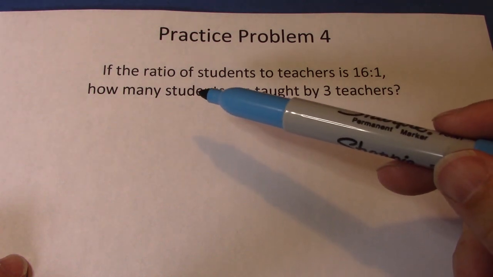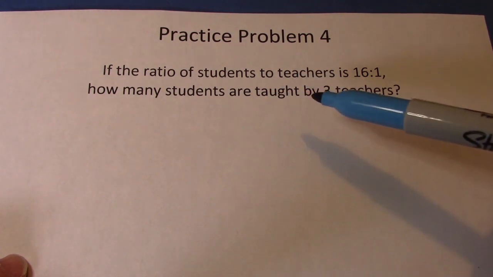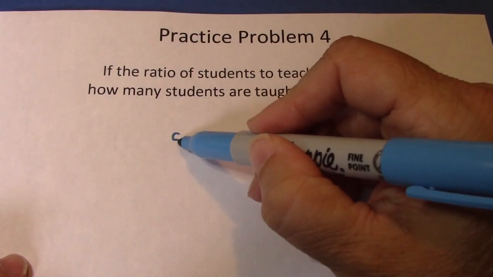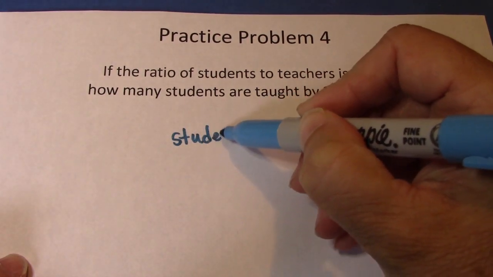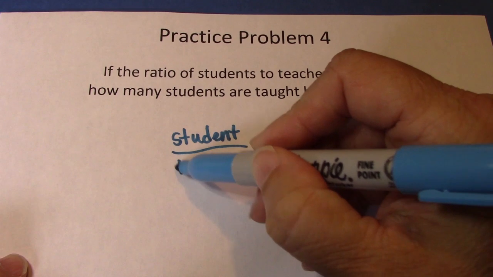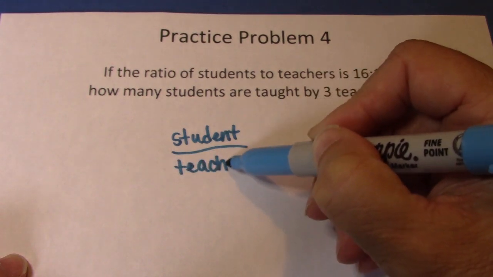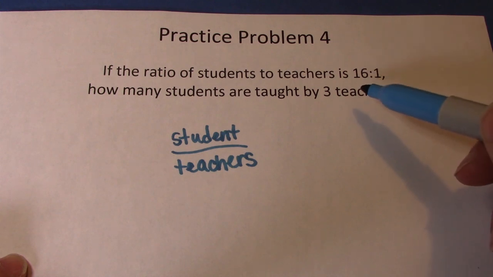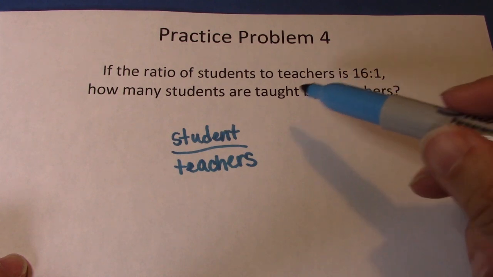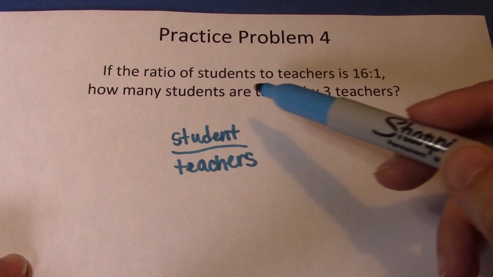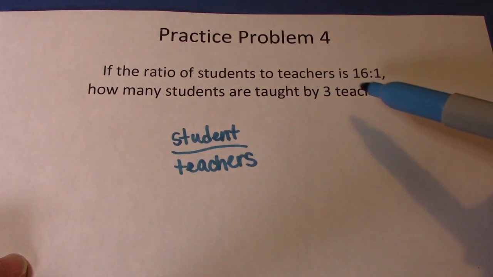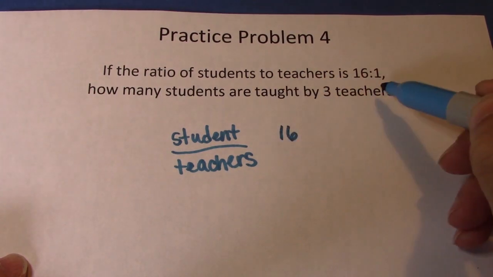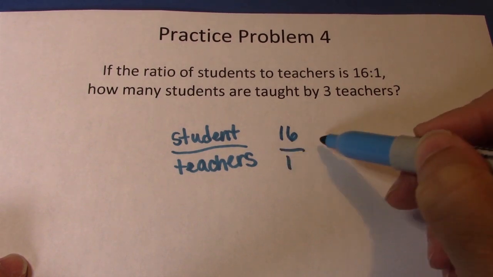Well, it's pretty obvious here, I think, that the students and the teachers have the relationship. So I'm going to write students on top, teachers on the bottom. It doesn't matter which one is on the top or the bottom. So the ratio is listed as 16 to 1, so it's going to be listed in the same order, students, teachers. So this is students, 16, and teachers, 1.